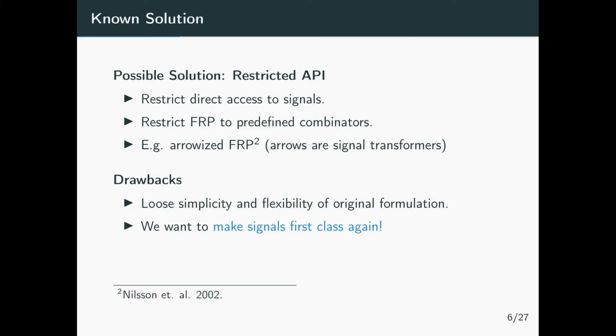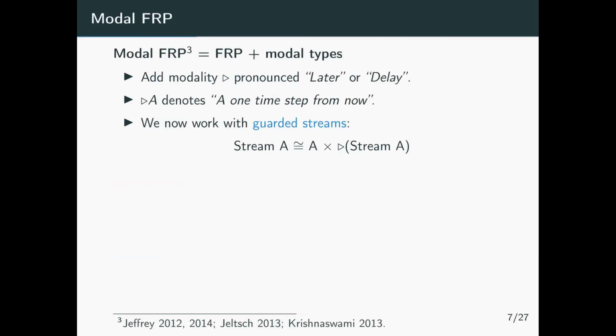The problem is that you lose the simplicity and the flexibility of the original formulation, right? We really want to have first-class signals. So what can we do instead? Well, one solution is to do modal FRP, and this has first-class signals. So modal FRP is FRP where we add modal types. And in particular, we add this modality, which I denote by this triangle, which is pronounced later or delay. And the idea is that later A represents A one time step from now. So in the next time step, you get an A.